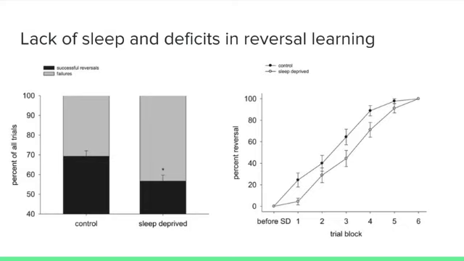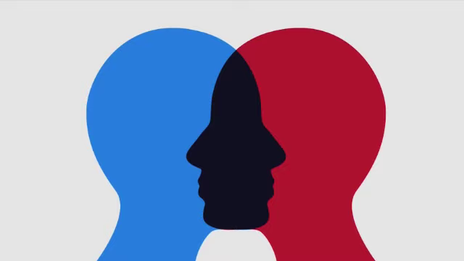In this experiment, mice that underwent sleep deprivation had a significantly higher number of failures in reversal learning tasks compared to mice that did not undergo sleep deprivation. Across 6 blocks of training, we see that sleep-deprived mice consistently underperform compared to control mice.